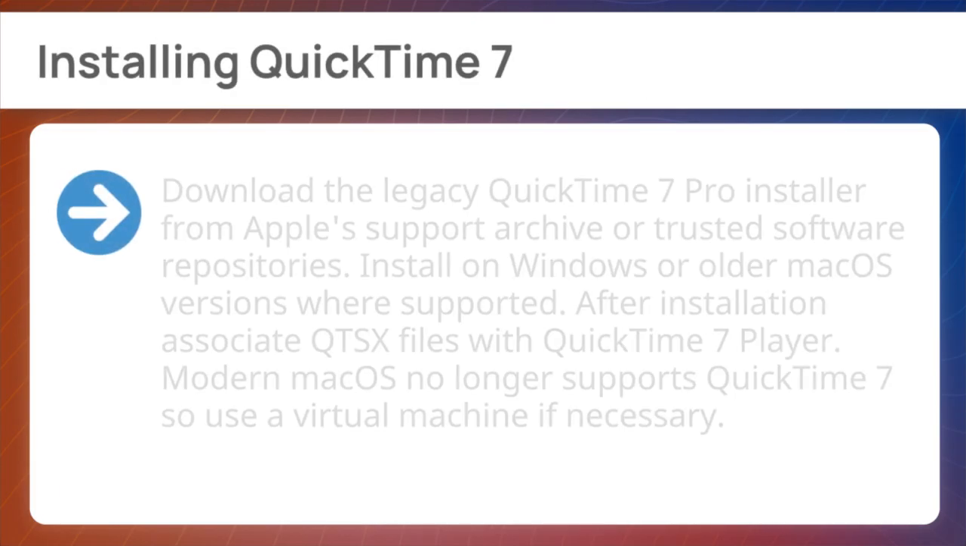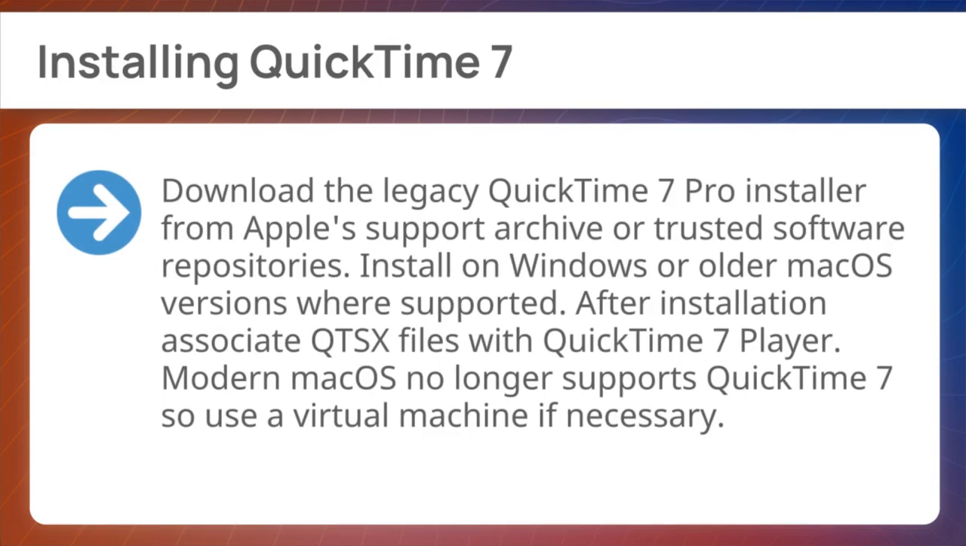Next, installing QuickTime 7. Download the legacy QuickTime 7 Pro installer from Apple's Support Archive or trusted software repositories. Install on Windows or older macOS versions where supported. After installation, associate QTSX files with QuickTime 7 Player. Modern macOS no longer supports QuickTime 7, so use a virtual machine if necessary.